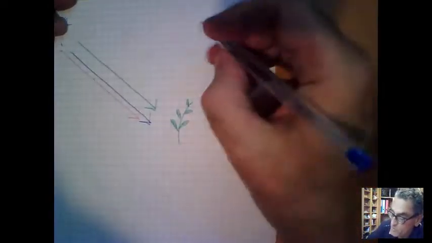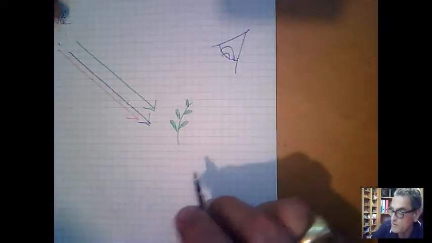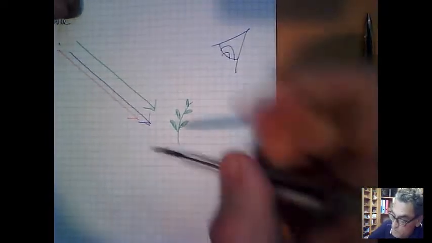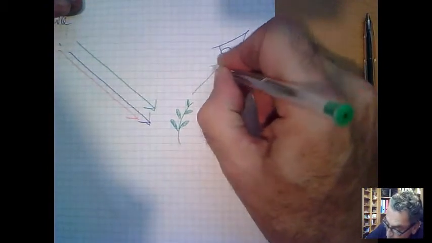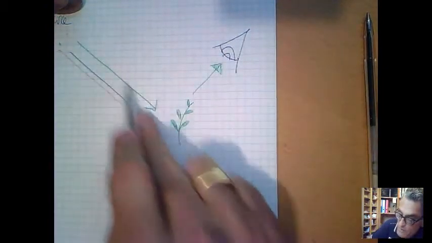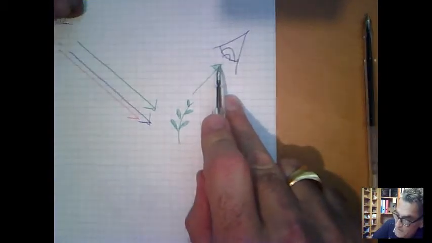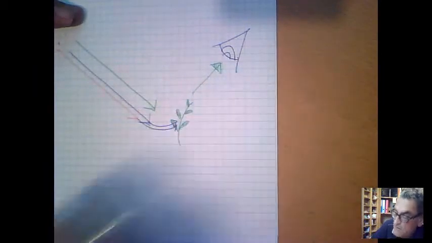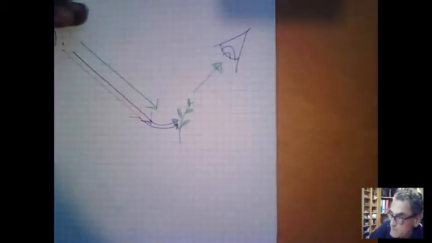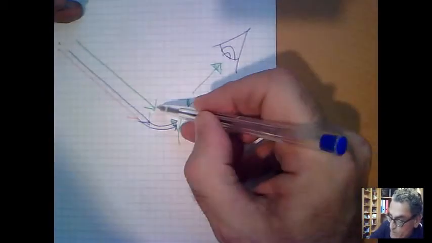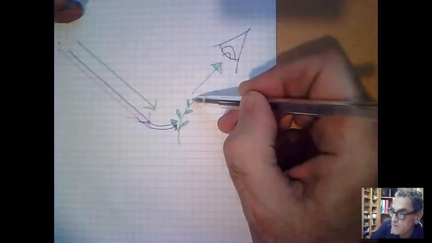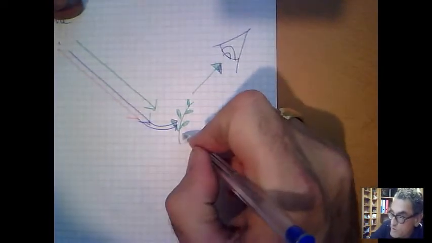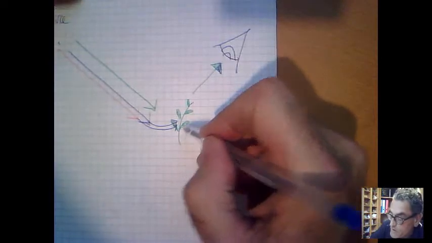Let's assume our eye is here. We look at this plant, the plant appears green. Why does it appear green? Because the plant is reflecting the green light. The green light which arrives here is reflected by the plant, while the blue light and the red light are absorbed by the plant. So the green light does not go into the plant. The green light is reflected, it arrives to our eye, so the plant does not absorb green light.